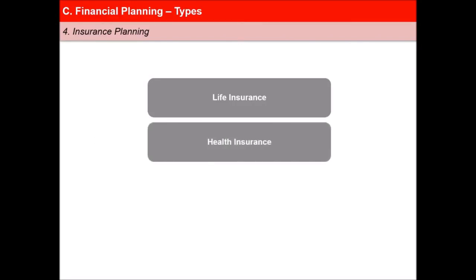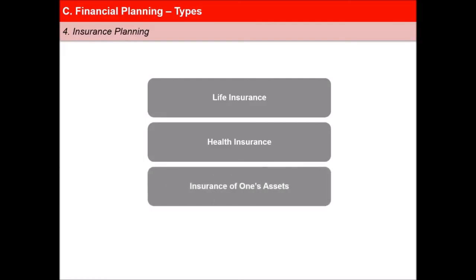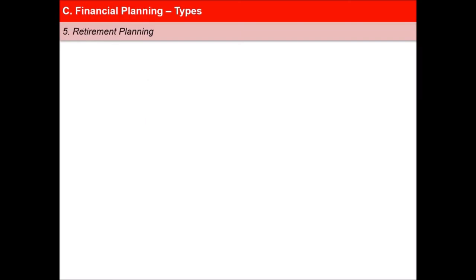Health insurance requirements may be assessed in terms of the hospitalization expenses that are likely to be incurred in any family medical emergency. Finally, insurance of one's assets may be considered in terms of the type and quantum of cover required to protect one's home, vehicle, or factory, etc., from the risk of loss. Retirement planning is the process of determining the amount of money that an individual needs to meet his needs post-retirement and deciding on various retirement options for meeting these needs.